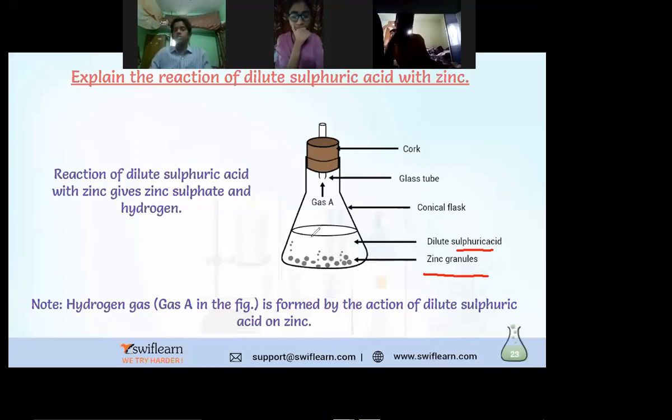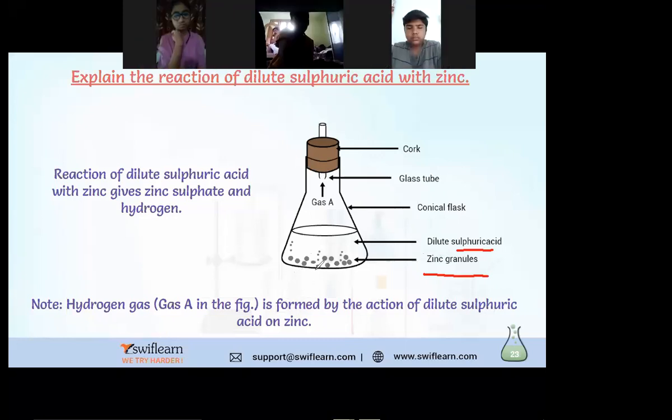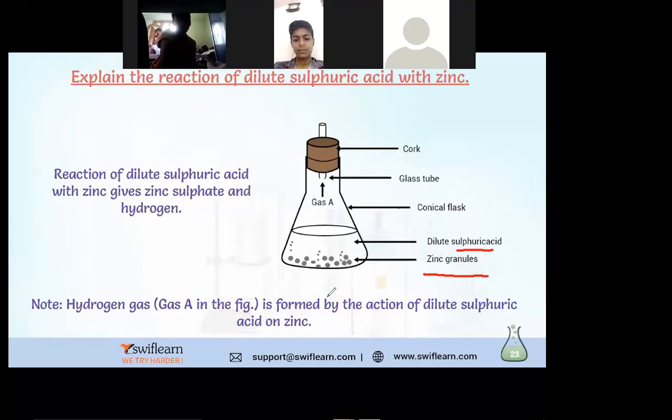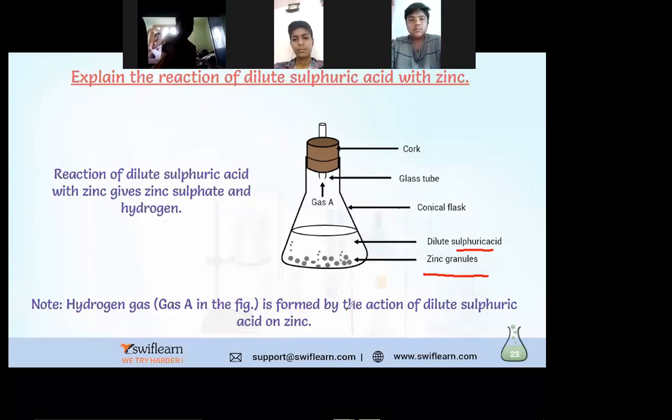rubber cork. Okay, here zinc granules will dissolve in this sulfuric acid slowly. So when they dissolve, bubbles will be released. The bubbles like a gas will be released. I think you know that when we drop a chalk piece in water, bubbles will be released, right? From the chalk piece. Yes, have you observed that? Yes, teacher. Yes.